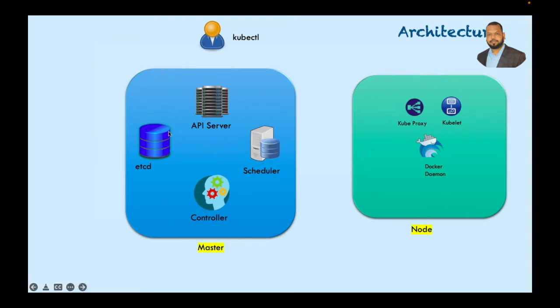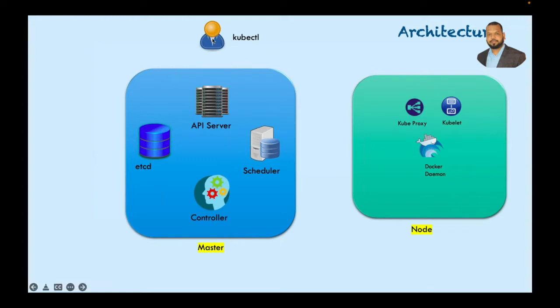Okay, the master, you'll get a question like what the master contains. Remember, the master contains these four components: one is the API server, the scheduler, the next one is the controller, and the other one is the etcd. Okay, we'll discuss each component in more detail, and for now we'll see how the flow works.